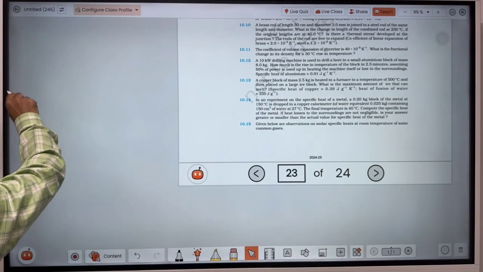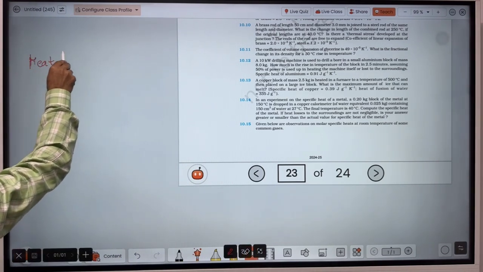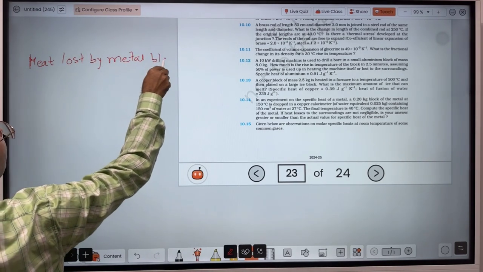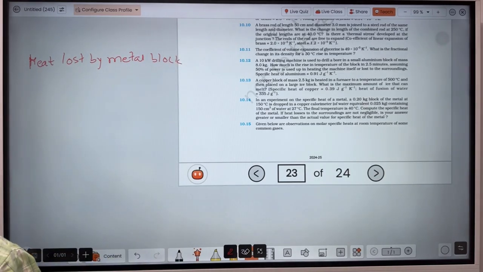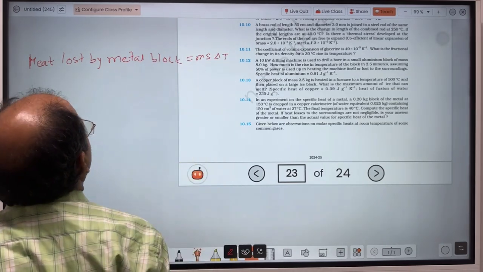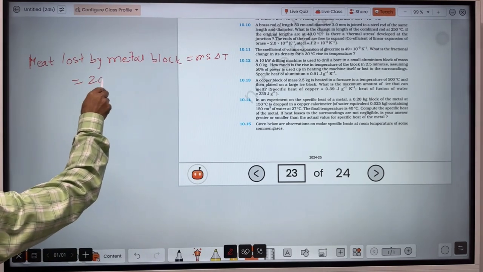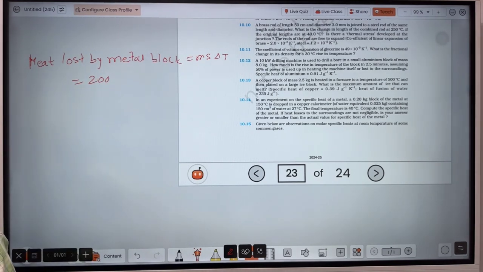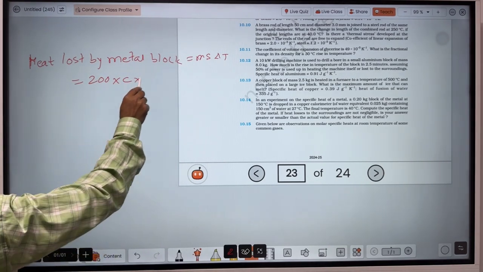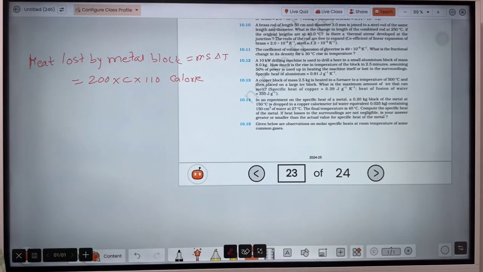So heat lost by metal block, let's see. We can apply the formula MC delta T or MS delta T. Specific heat can be written as either C or S. Both are same, so don't get confused. Its mass is 200, its specific heat is say C, and the temperature change is 110. Say this value is in calorie. Right.